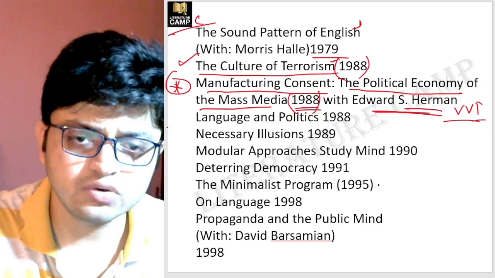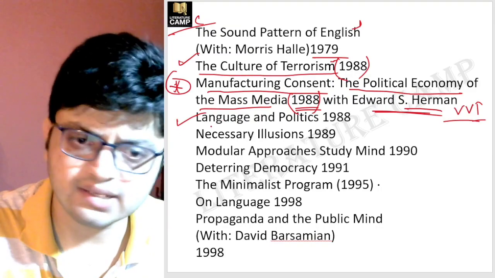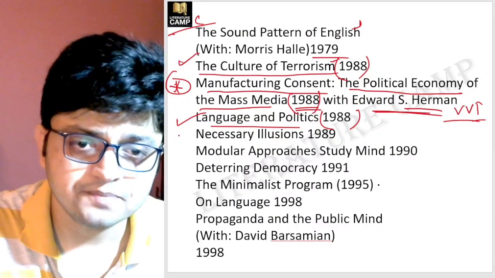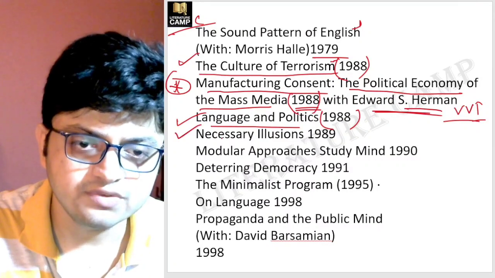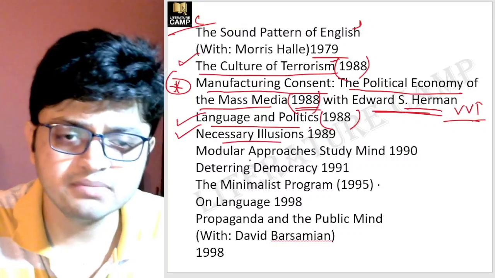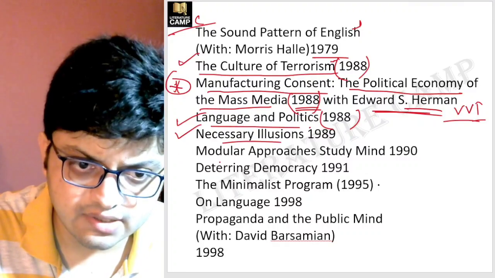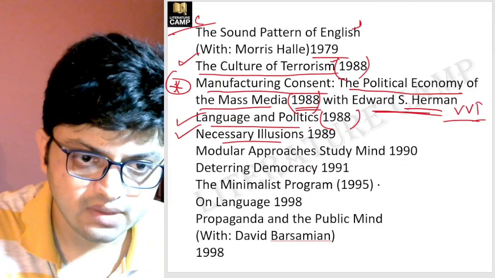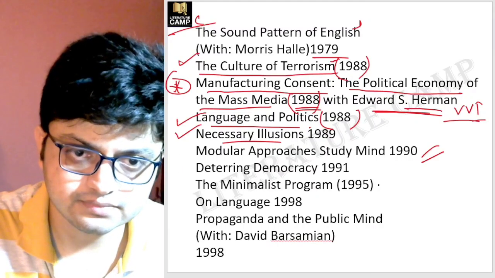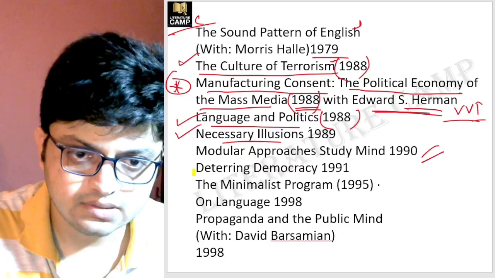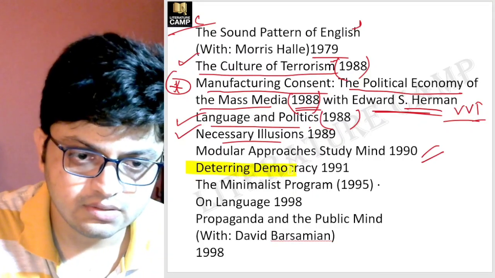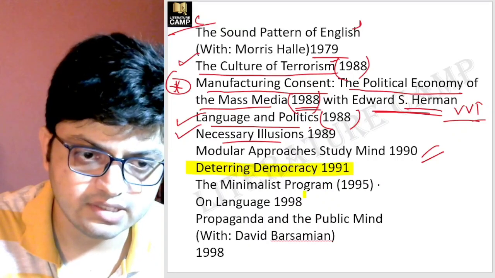All right. Next work is Language and Politics. Again, this work is important. You need to remember. Language and Politics, published in 1988. Necessary Illusions, published in 1989. You could remember this name. Next work, Modular Approaches to the Study of Mind, published in 1990. Next work is Deterring Democracy, published in 1991.